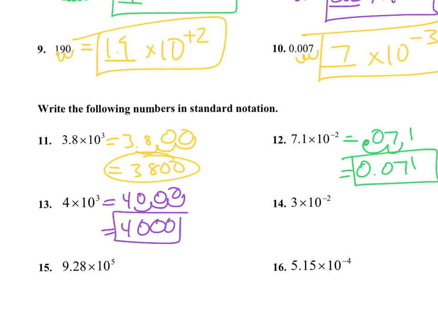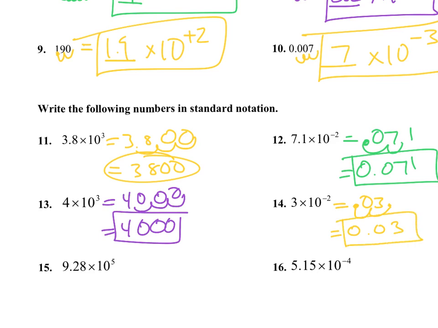Alrighty. Number 14. On number 14, I have a negative exponent, so I'm going to move my decimal to the left. How many times? 2 in this case. So let's start with what I know. I've got 3. There's my decimal point. I'm going to move 2 spots to the left, so 1, 2, and put my decimal and add my 0. And my final answer is going to be 0.03.